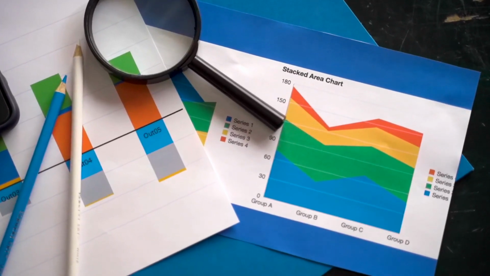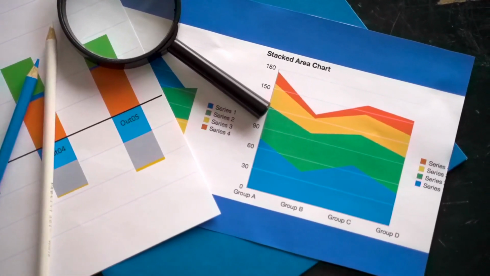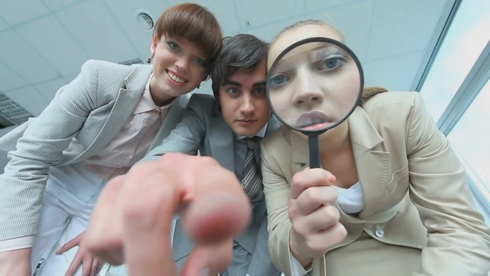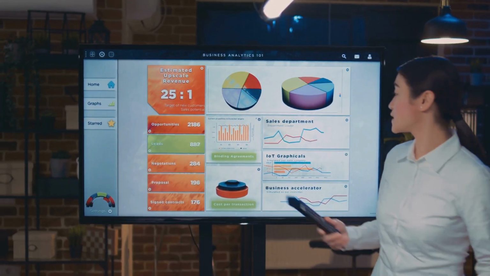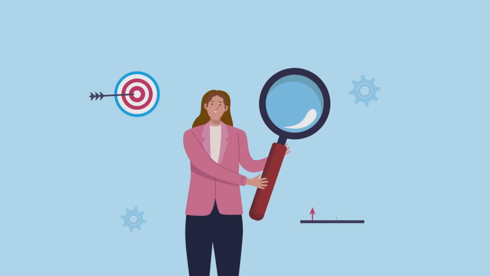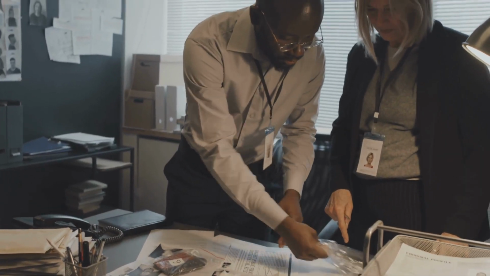Let's dive into the analyze phase of Lean Six Sigma, the detective work of process improvement. We've defined our problem and measured its impact. Now it's time to hunt for the root cause. This isn't about guessing or blaming, it's a systematic search for the real culprit.